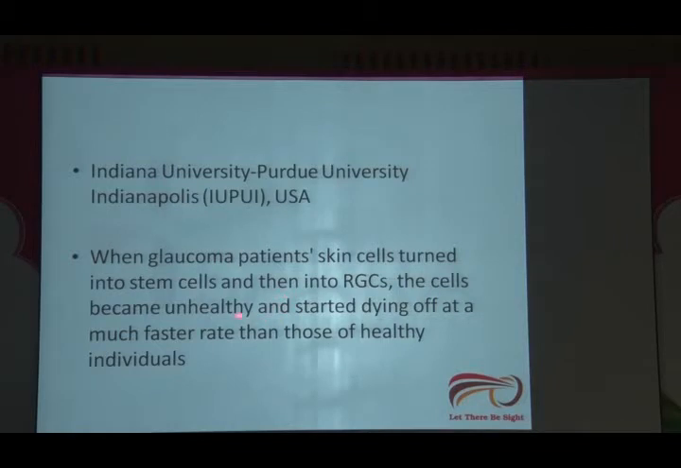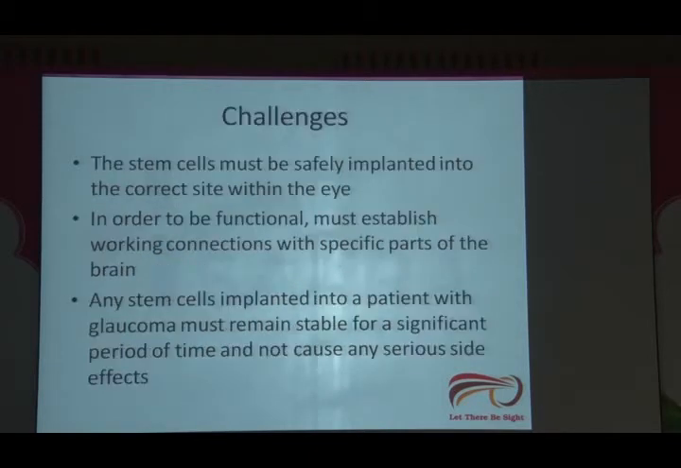relatively good drainage. Now, one disadvantage is what they have observed at Indiana University: when a glaucoma patient's skin cells turn into stem cells and then into retinal ganglion cells, the cells become unhealthy over a period of time and start dying off at a much faster rate than those of healthy individuals. That is, if you take it from the patient and redifferentiate them back into ganglion cells, they tend to die earlier than the tissue of a healthy patient. This can have a lot of implications which we need to see in the future.